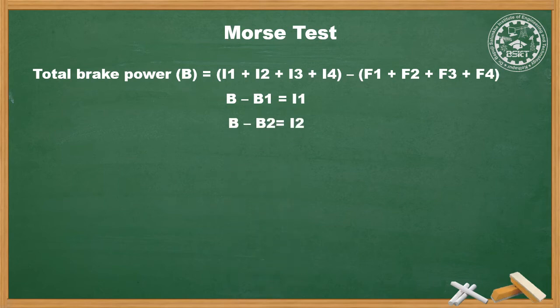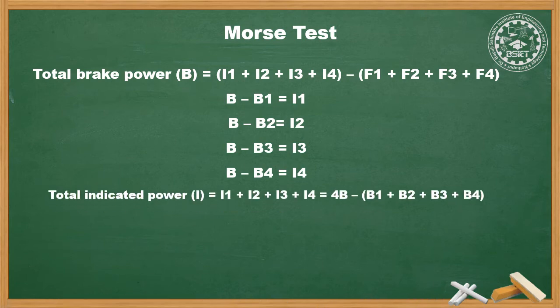Similarly, it is B minus B2 for I2, B minus B3 for I3 and B minus B4 for I4. In this way we can calculate the total indicated power, that is I is equal to I1 plus I2 plus I3 plus I4, or 4 times brake power minus B1 plus B2 plus B3 plus B4.